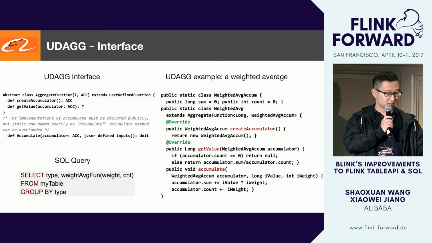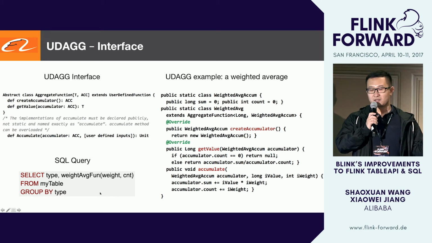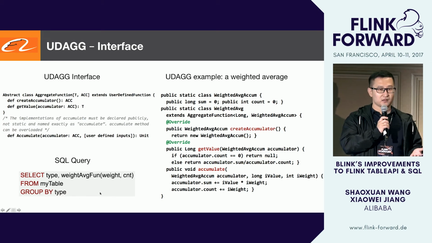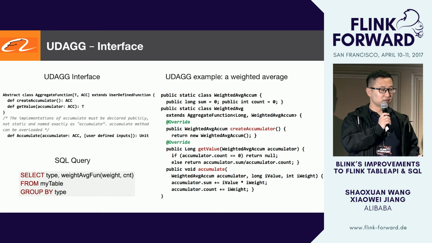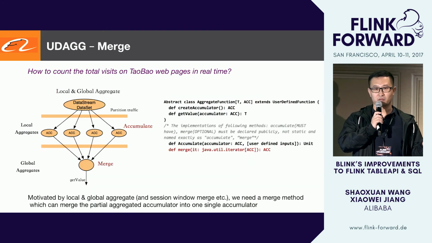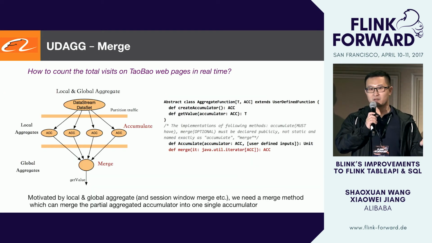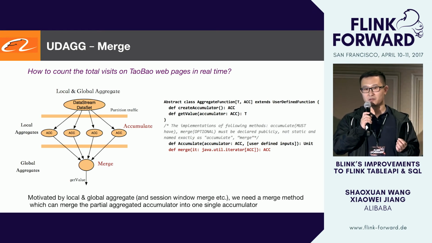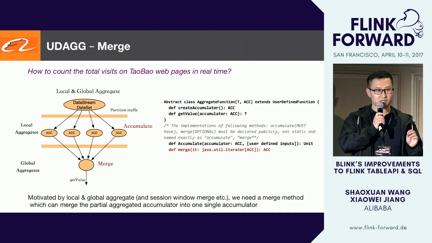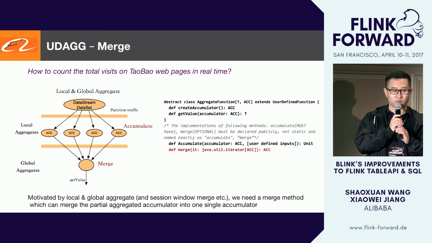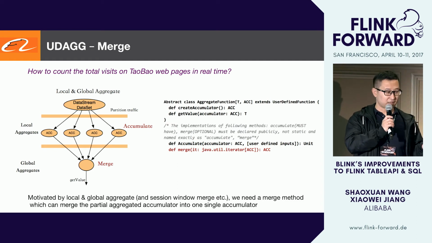Are we good now? Let's see some examples. Let's say a more complex problem. If we want to count the total visits on our Taobao web page in real time, how are we going to do this? Imagine you have millions of visits, even 10 million visits per second. If you receive all those visit events and send them to one single node, boom. The node cannot handle this. It doesn't have sufficient capability to process all the visit traffic.